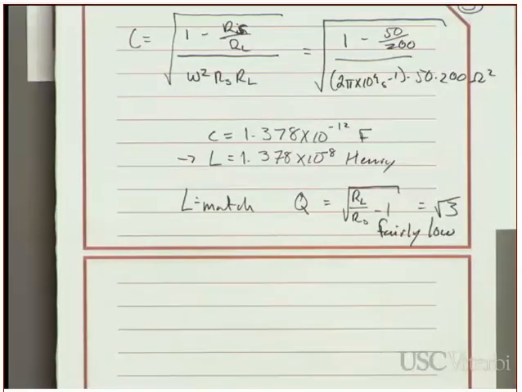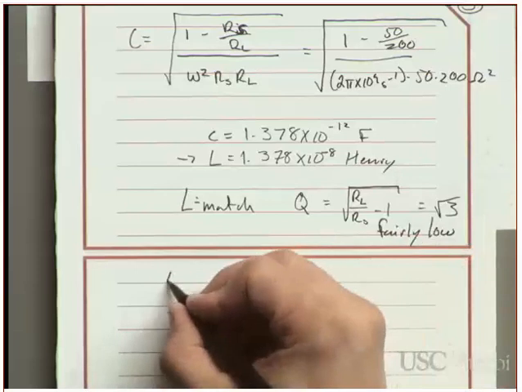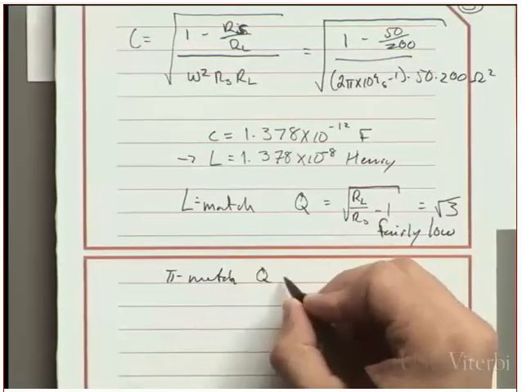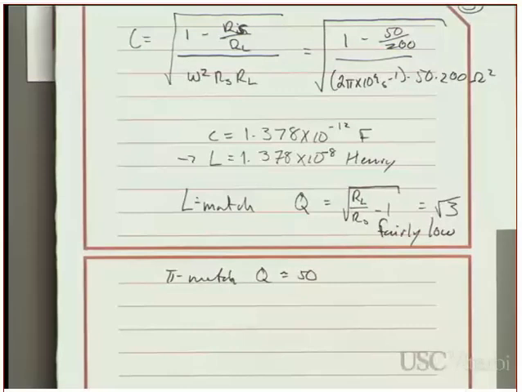But with the pi match, I achieved a Q of about 50, which is a lot better.